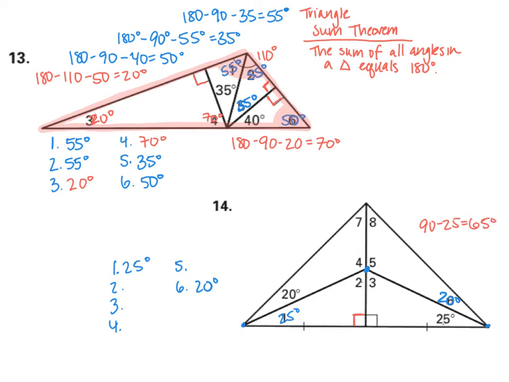And so that's a little shortcut to what we did up above. Not that what we did above is wrong, but I figured I'd show you a shortcut for the second question here. So angle 2 is 65 degrees. That would mean that angle 3 would also be 65 degrees.